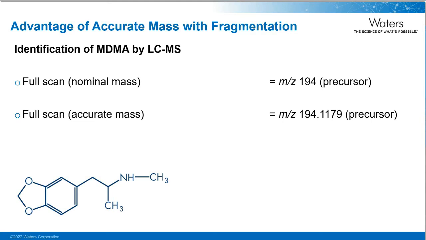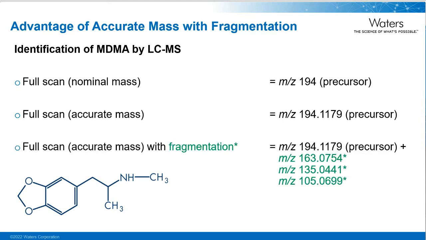If we take this a step further, you can see the additional information we obtain by enabling fragmentation. Not only do we have the accurate mass of the precursor, but we can also measure fragment ions to 4 decimal places too. These fragments can be used to provide an extra parameter during identification, but can also, in some instances, be used to differentiate between isomers.